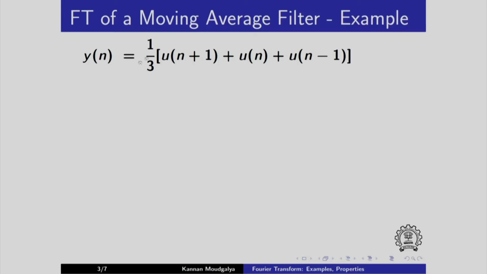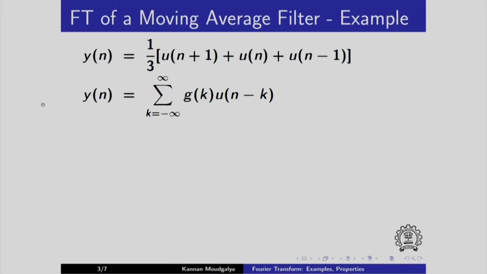This y[n] is obtained as 1/3 of u[n+1] plus u[n] plus u[n-1]. It uses the current value, the previous value and the next value. As n changes, the whole window shifts. So this is known as a moving average filter. It finds the average and the window itself moves. So it is known as a moving average filter.